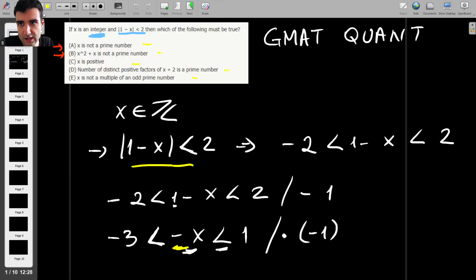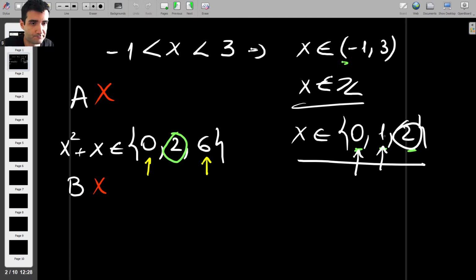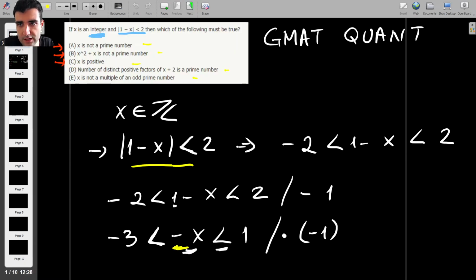Right, then we have this here, which says x is positive. Okay. Well, we have 1 and 2, which are clearly positive, but we have 0, which is not really considered a positive number. So yeah, it's not C either. And then what else do we have? We have D. So the number of distinct positive factors of x plus 2 is a prime number.